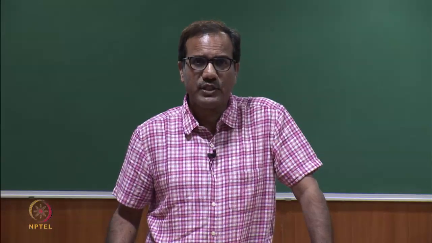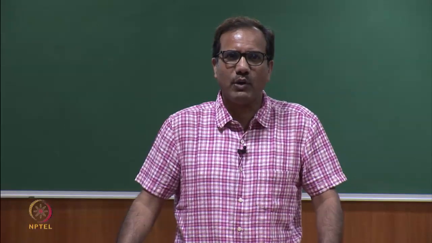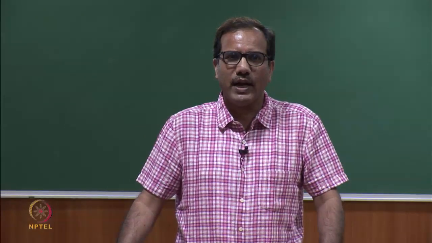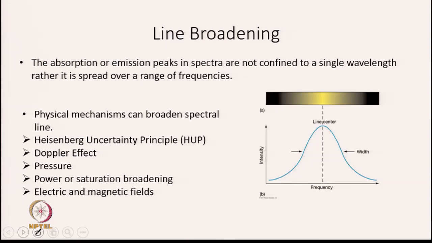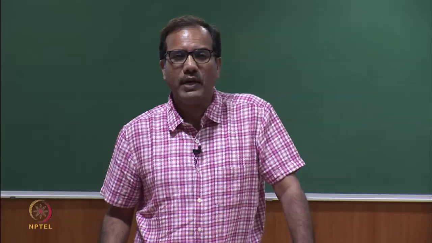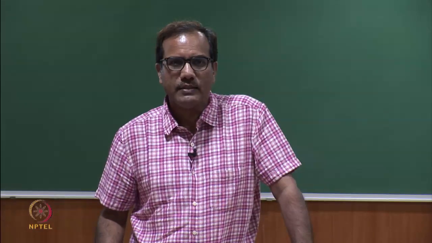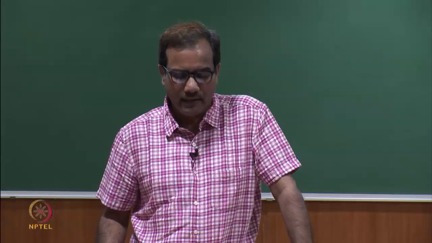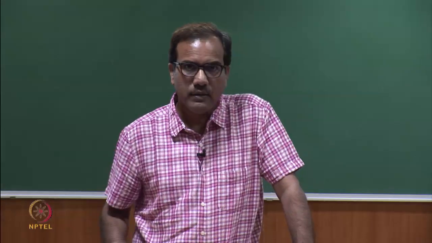The factors which can affect line broadening are the Heisenberg uncertainty principle; the Doppler effect; pressure, power or saturation broadening; and electrical or magnetic fields. We will go one by one and see how these five factors affect the broadening of signals.